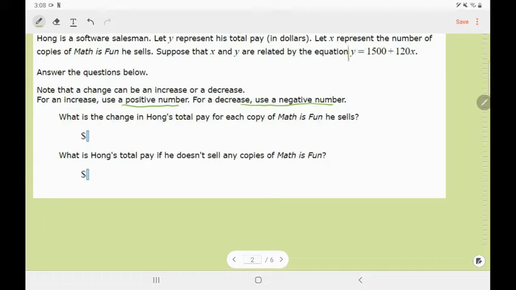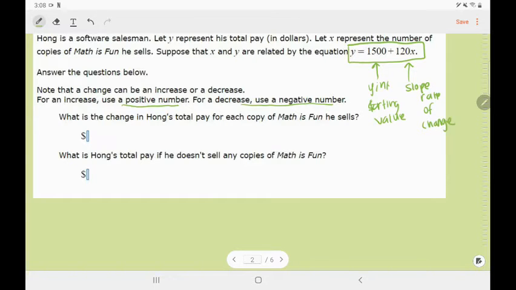Now, my answer is going to come from the equation that I use to represent the relationship. Now I have two numbers, 1,500 and 120. 1,500 does not have a variable with it, meaning it's my y-intercept or my starting value. $120 has a variable with it, meaning it's my slope, or in other words, it's my rate of change.